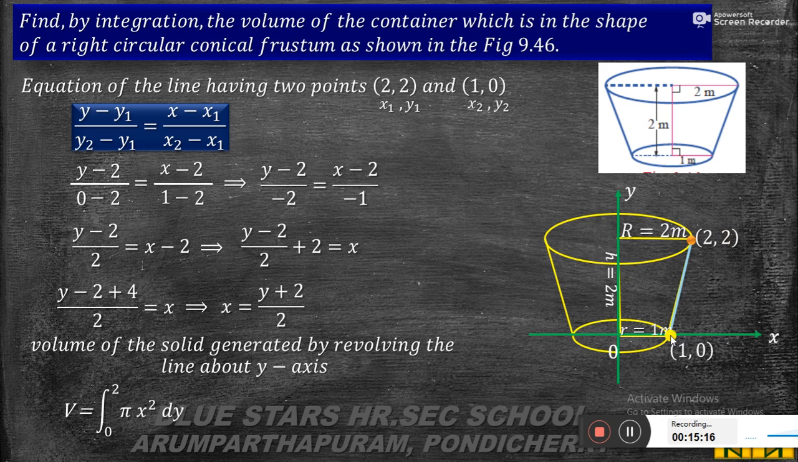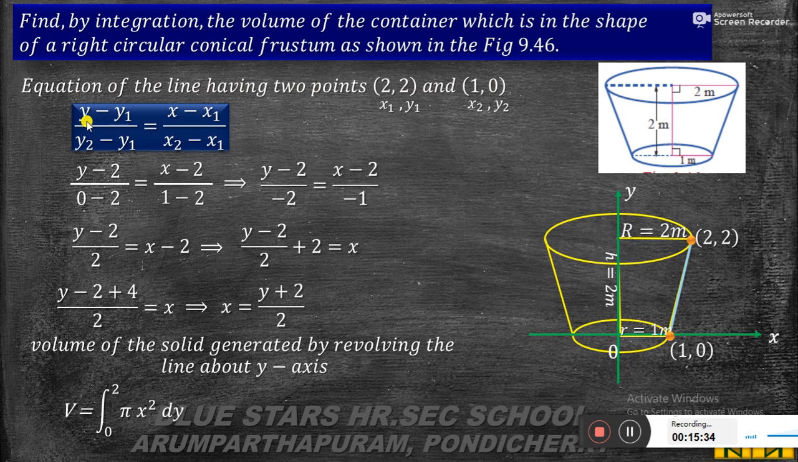Next, the radius is 1, which means x equal to 1. Along the x-axis the y value is 0, so the point is (1, 0). Therefore, next is the equation of the line having two points, the first one (2, 2) and (1, 0).